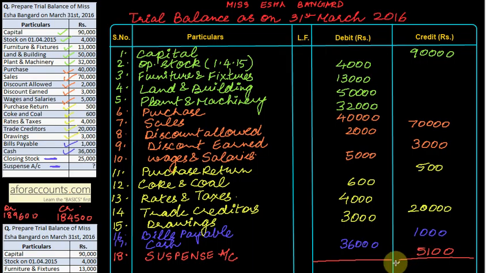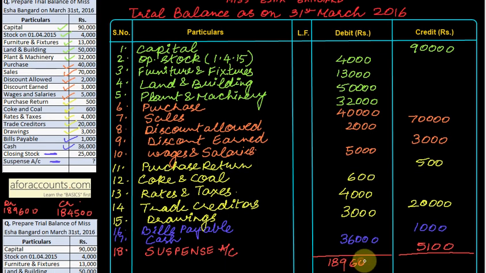Okay. Now taking up the total 189,600. And now it matches 189,600, and under a note, under trial balance, you just need to note down that closing stock is value of 25,000. There is no place for closing stock in trial balance, although opening stock comes in your trial balance. Okay.